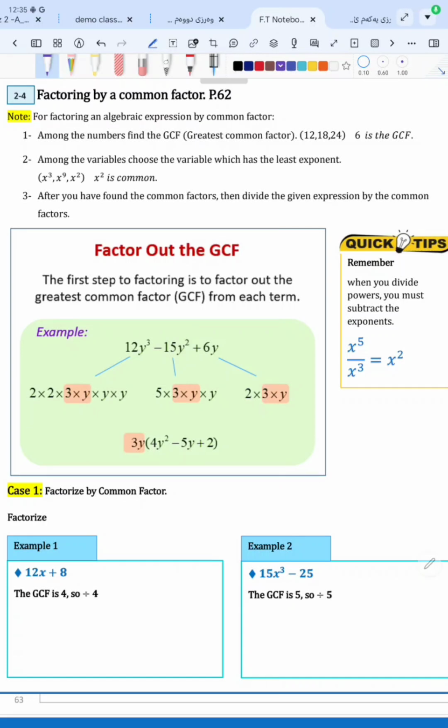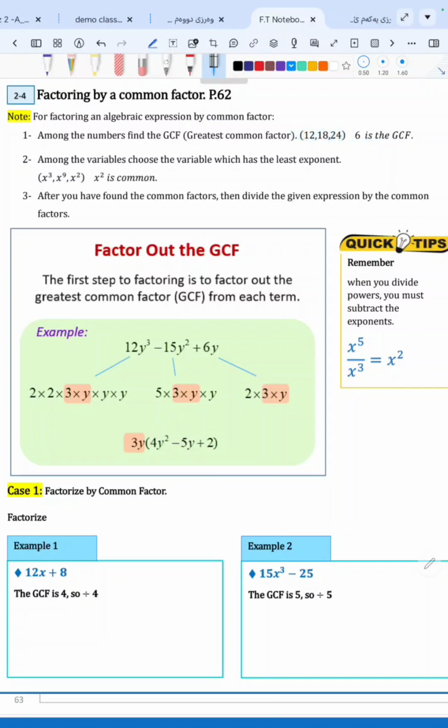Hello students, in this video I'm going to explain chapter 2 lesson 4, factoring by a common factor. Okay, in this case, the first thing, among the numbers, we're going to find the GCF. You know GCF, it's the greatest common factor. For example, between 12, 18 and 24 the GCF is 6.